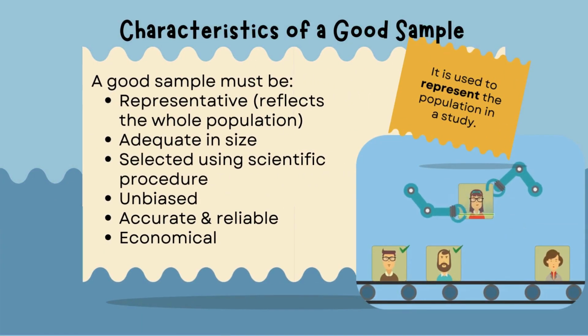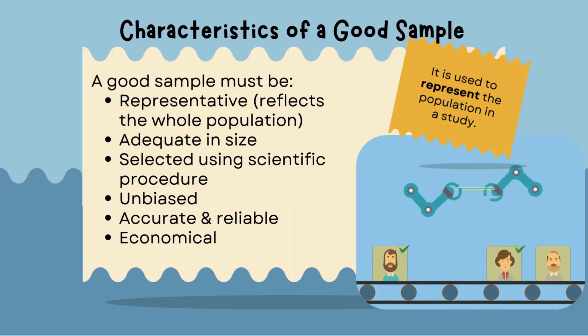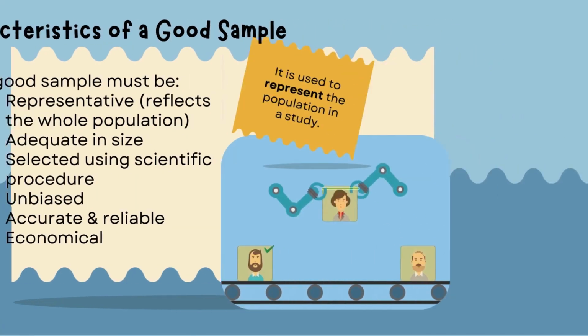For a sample to effectively represent the population in a study, it must possess several key characteristics. It must be representative, meaning it accurately reflects the whole population. It must be adequate in size. The selection process must be unbiased and utilize a scientific procedure. The resulting data must be accurate and reliable. The process must be economical.